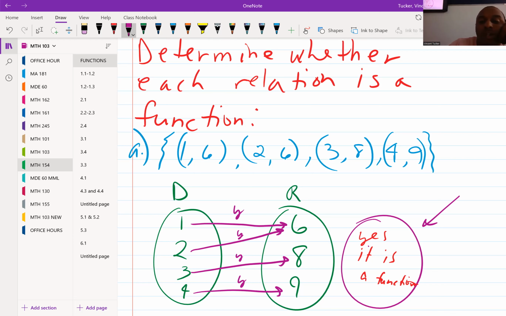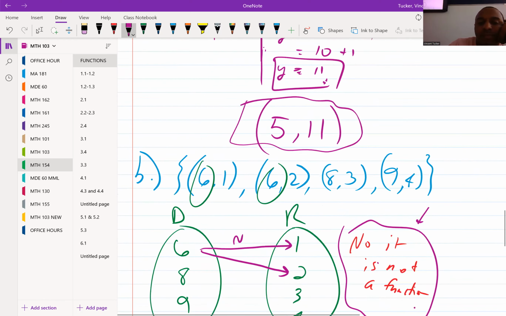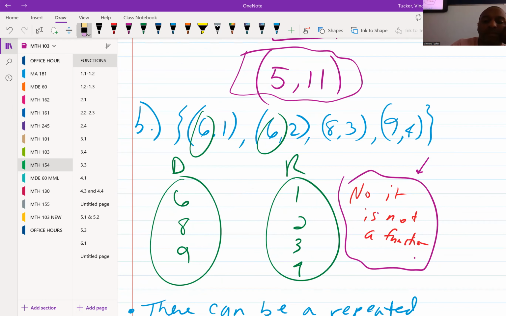All right. So next one. We have (6, 1), (6, 2), (8, 3), (9, 4). Once again, we want to know, is it a function?